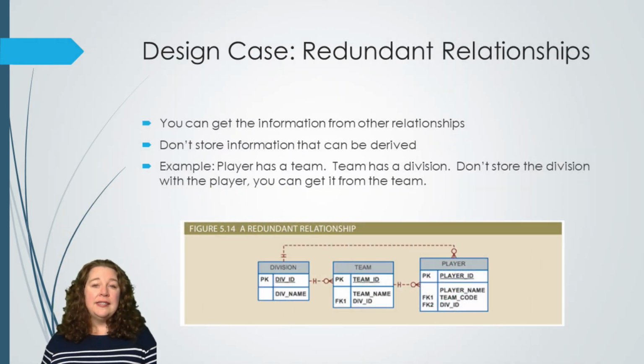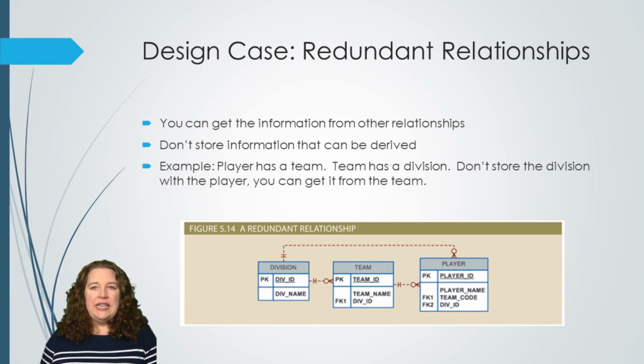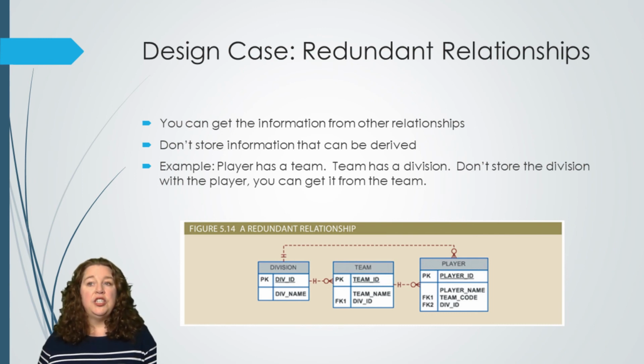And our last design case, this one also pops up a lot. This is redundant relationships. When you have information in a database, we've talked about it a lot, you do not want to store duplicate data. As much as possible, you never want to store duplicate data. But sometimes when people are first starting their database, they can say, okay, cool, I have a player and I need to know who their team is and I need to know who their division is. Okay, I need to know that information for my player.